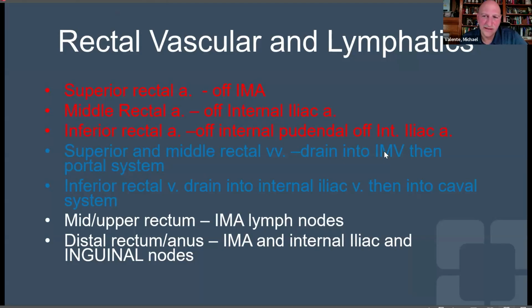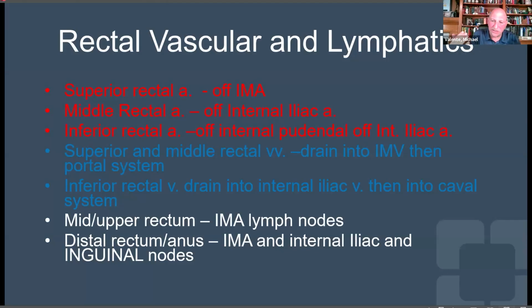The superior and middle rectal veins drain into the IMV, then the portal system. So the inferior rectal vein goes into the iliacs, then to the cava. And the lymph nodes follow the same pattern. So the distal rectum and anus drain to the inferior mesenteric artery, internal iliac, and inguinal nodes. So we're talking about a distal distribution now. When you're at the dentate line and below, we're in a different embryological plane, different anatomy. We're not going into the hepatic portal system.